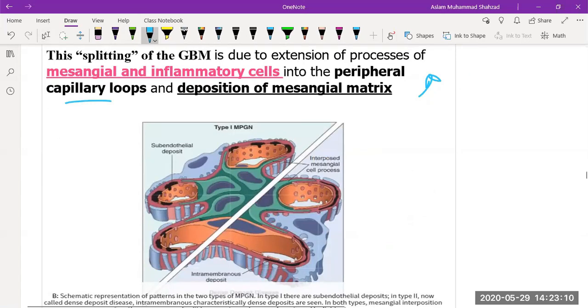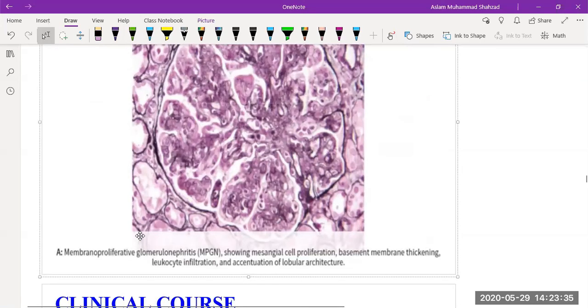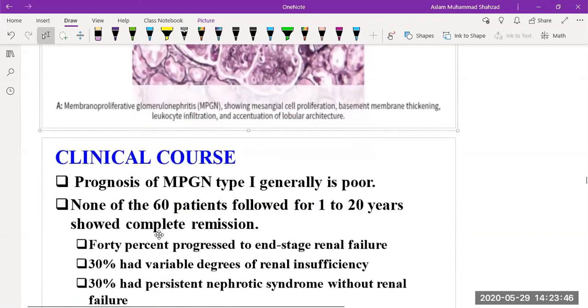If you take a look at type 1 MPGN, you can see the dense deposition, subendothelial deposition will be found, and intramembranous deposition is also found, that is, it is present either within the membrane, between the membrane, or as subendothelial deposits. This is another picture showing you the thickening of the basement membrane, leukocyte infiltration, and changes in the lobular architecture.